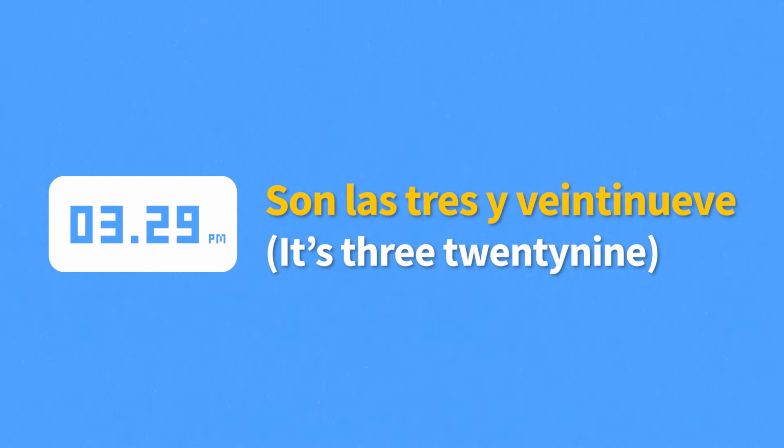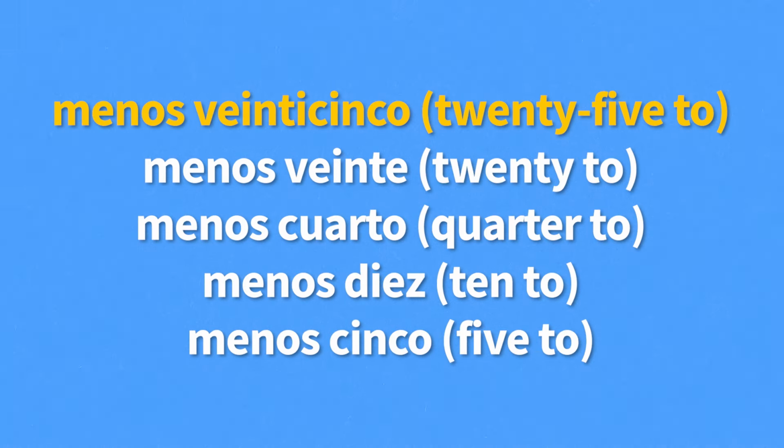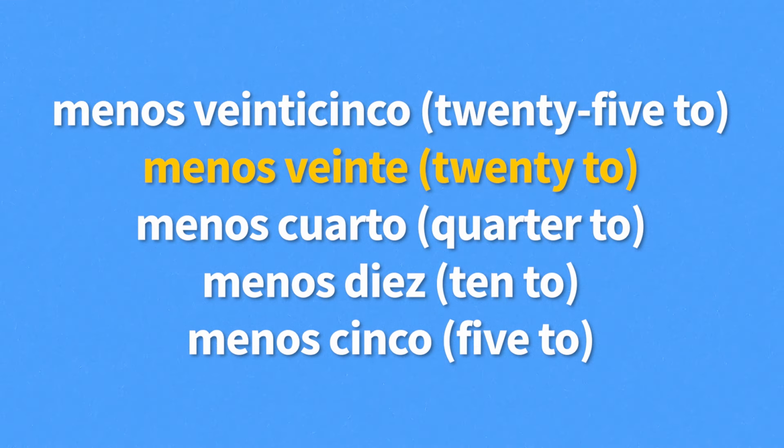It's 3:29. There are also specific ways to tell the time when it's in 5-minute intervals. Y 5, 5 past. Y 10, 10 past. Y cuarto, quarter past. Y 20, 20 past. Y 25, 25 past. Y media, half past. Menos 25, 25 to. Menos 20, 20 to.